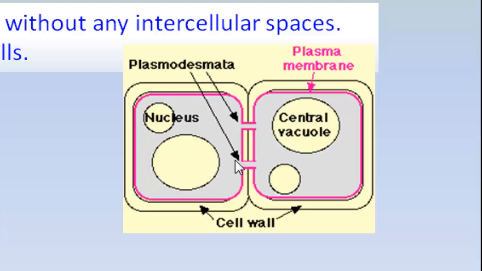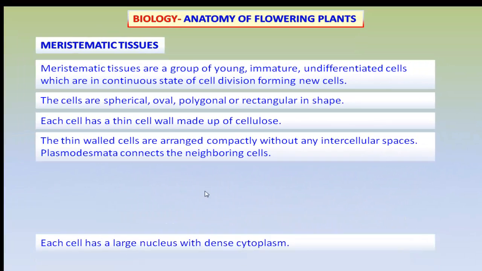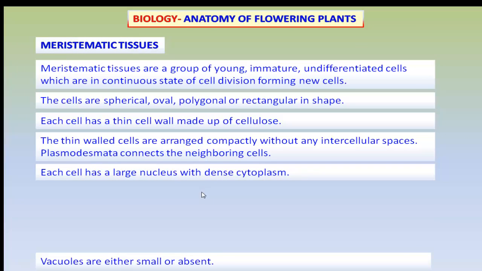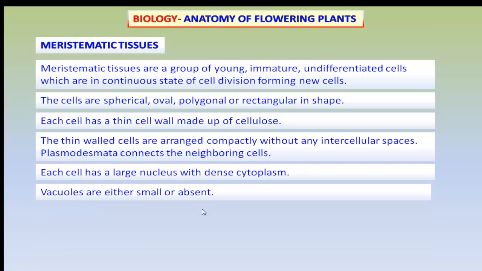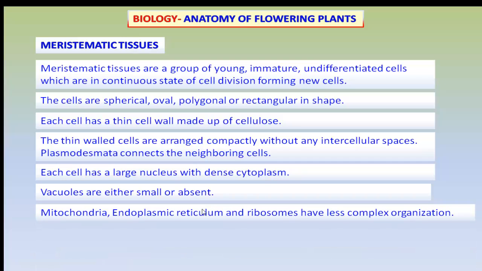A meristematic cell has a large nucleus and very dense cytoplasm. They do have certain plastids in the preliminary stage and are called proplastids. The vacuoles, which are generally seen in matured plant cells, are absent. Sometimes when they are present, they are very small. The non-living materials are generally absent. Mitochondria, endoplasmic reticulum and ribosomes in the meristematic cells are less complex in their nature.